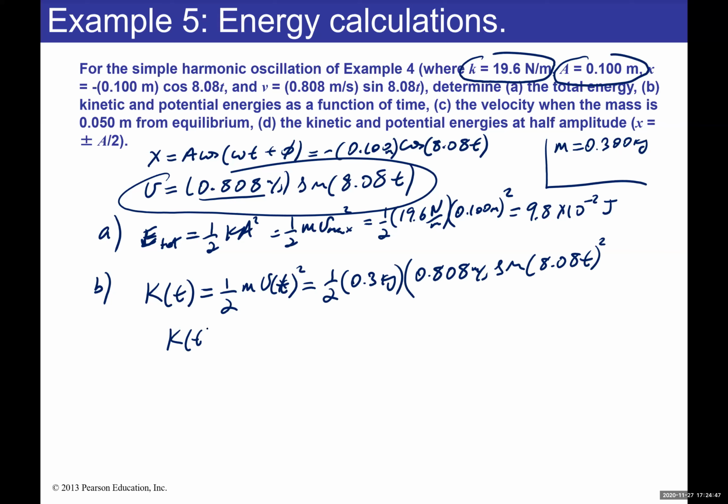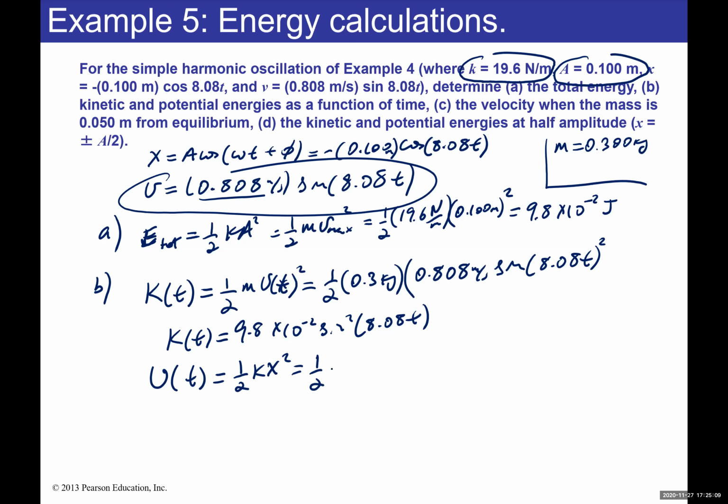So then kinetic energy as a function of time will be 9.8 times 10 to the negative 2, then sine square 8.08 t. Same with the potential energy as a function of time, which is 1/2 k x squared, when 1/2 times k was 19.6 newtons per meter, then times the negative 0.1 meters, then cosine 8.08 t, then I square that.